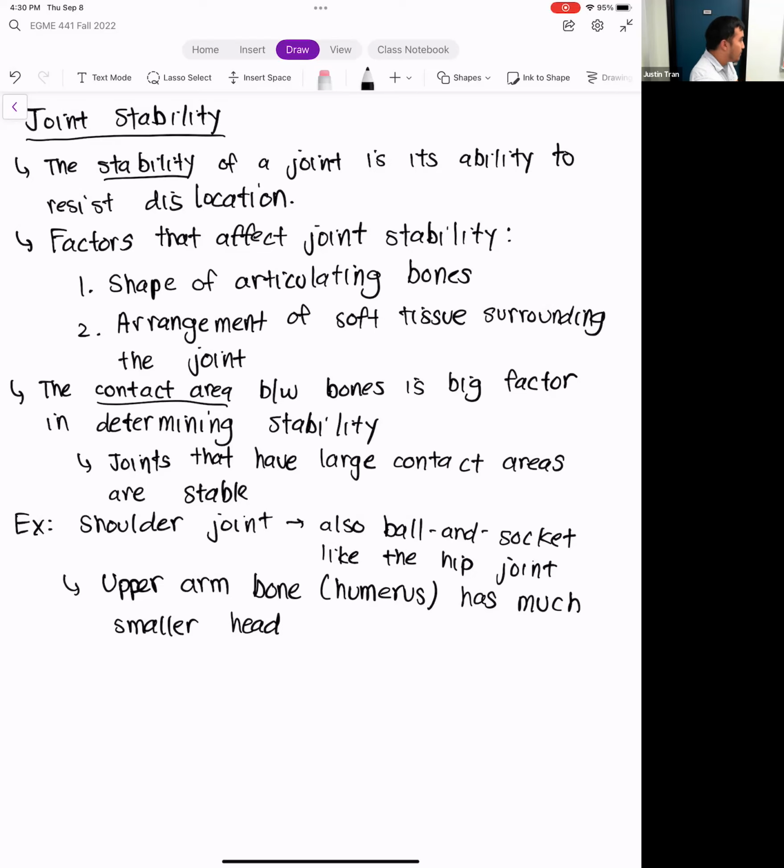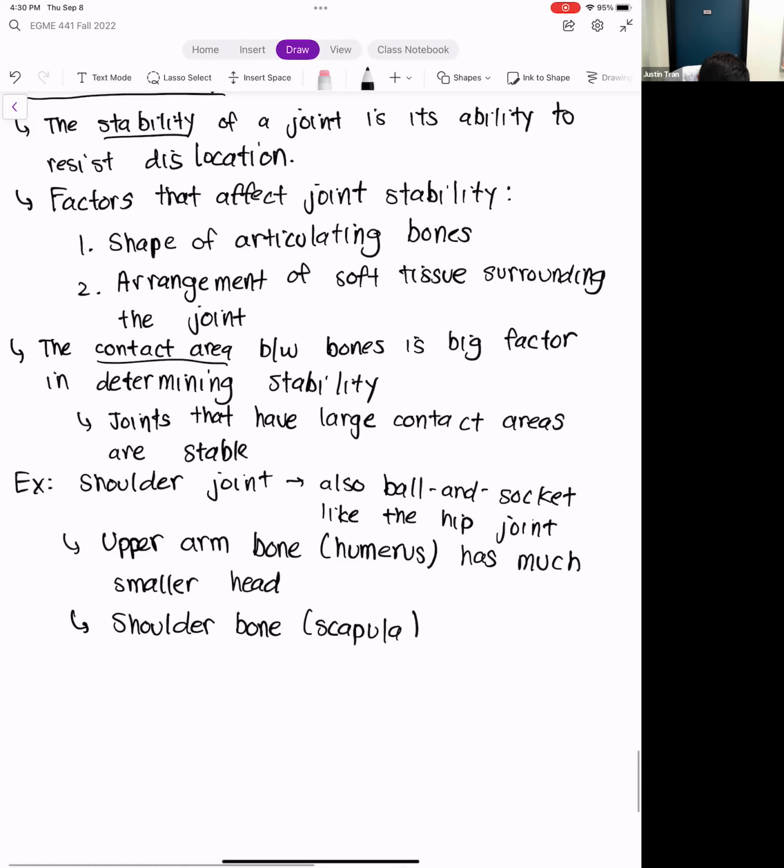But I think that's not the biggest issue that the shoulder has. The bigger issue is that your humerus is attaching to your shoulder bone, which is called your scapula. To form your shoulder joint, your humerus is attaching to your scapula, but it doesn't have a good socket to fit into.